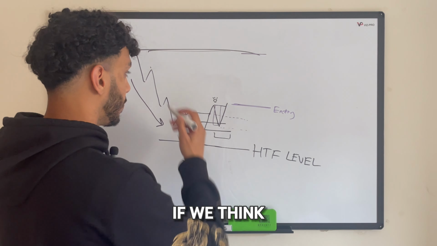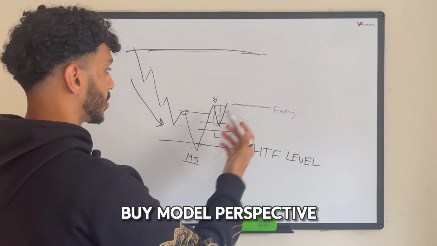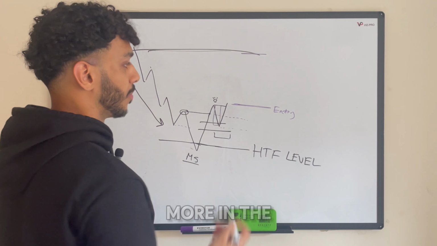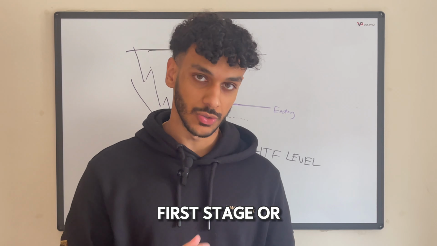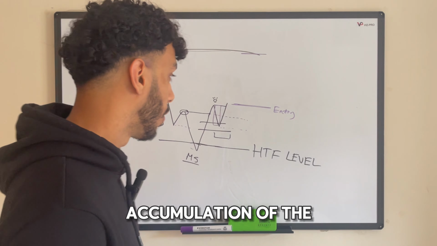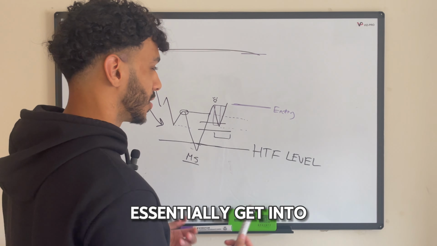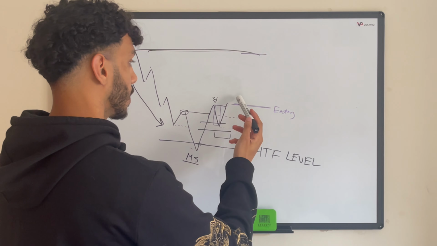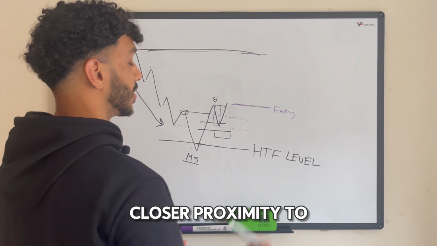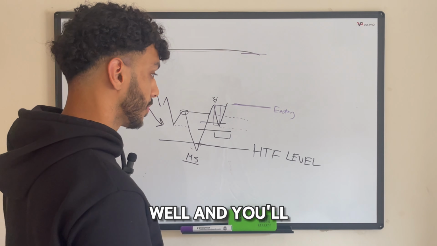And this again, if we think about it from the market maker buy model perspective, you're entering higher up, more in the first stage or second stage accumulation of the market maker model, which is again the best entry that you can essentially get into. Another thing is you'll be in closer proximity to the draw, which is a good thing as well.